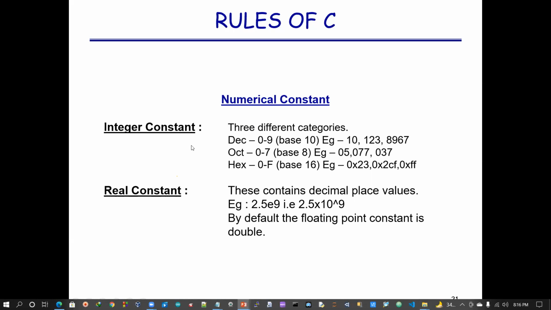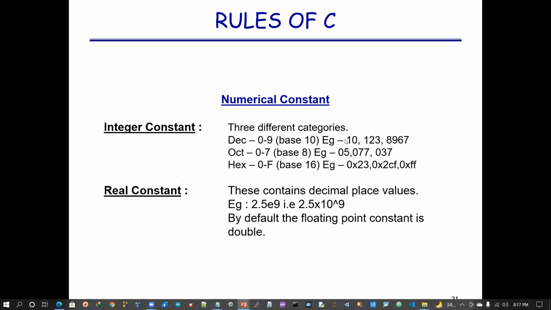Again, in the integer constant, we have variety, meaning how you can express it. For the decimal, you can use 0 to 9, base 10. So easy: 10, 123, 8, 10, 6, 7. Now see here, Kaushik, you also have the octal number system. You can also provide your data in the hexadecimal number system. In any format you can supply the data. But by default, the system understands that you are supplying in the decimal number system. What happens if you want to supply the data in the octal or hexadecimal number system?